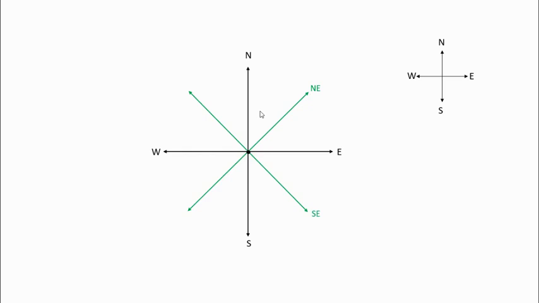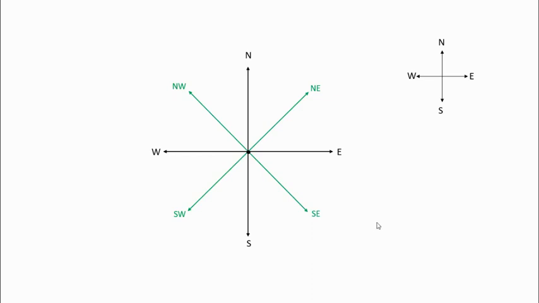Similarly, southeast is exactly halfway between east and south. Northwest is exactly halfway between north and west. And southwest is exactly halfway between south and west. So if any of these angles here is not 45 degrees, we cannot name these directions as northwest or southwest or southeast.